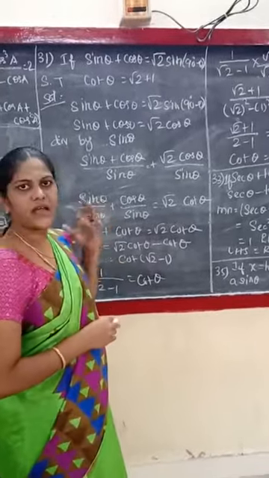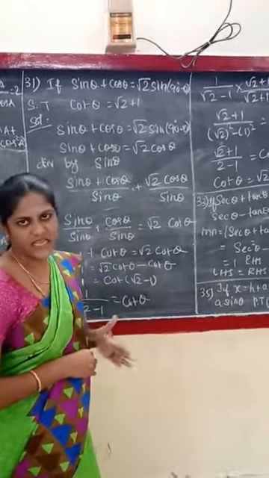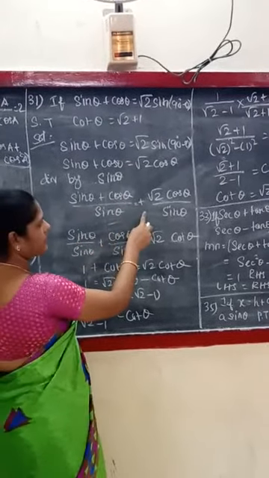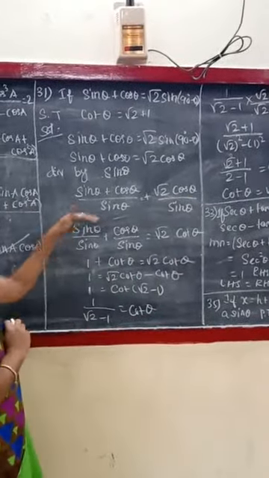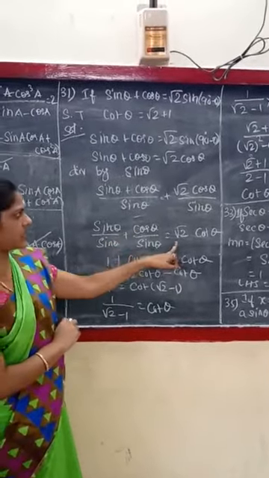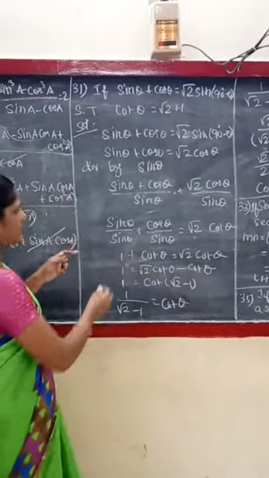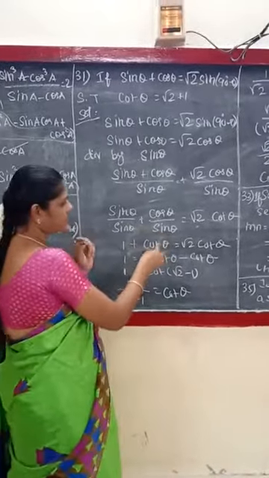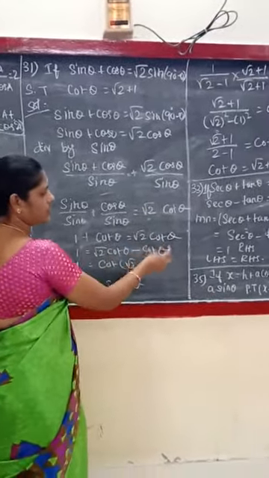So for getting cot theta, on both the left hand side and right hand side, you can divide by sin theta. So (sin theta + cos theta) divided by sin theta equals root 2 cos theta divided by sin theta. Next, split the terms: sin theta by sin theta plus cos theta by sin theta equals root 2 cos theta by sin theta. Cos theta by sin theta is cot theta. Sin theta by sin theta is 1, plus cos by sin, cot theta, equals root 2 into cot theta.